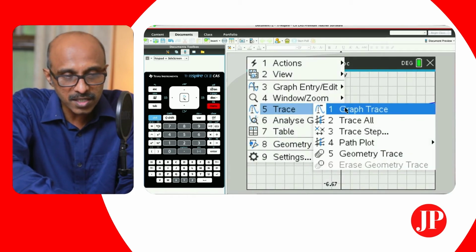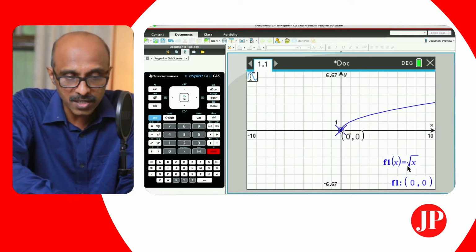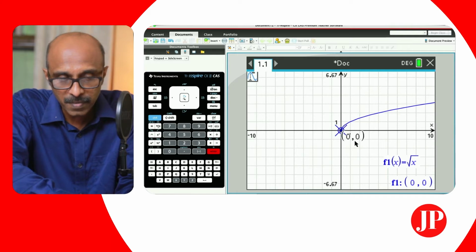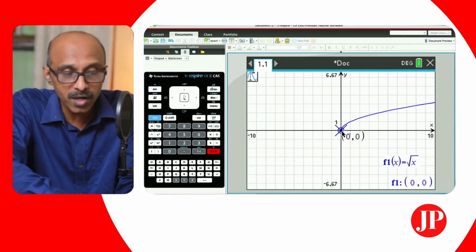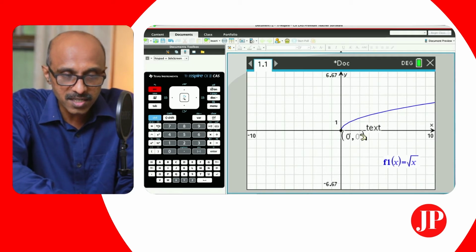Let's just use the trace option, and there we go. When I hit enter, those coordinates are represented there. Okay, that's 0, 0. That's the coordinates of that starting point, if you want to call it. You can't call it the vertex, of course. So I'm going to hit escape. Okay, so that's 0, 0.